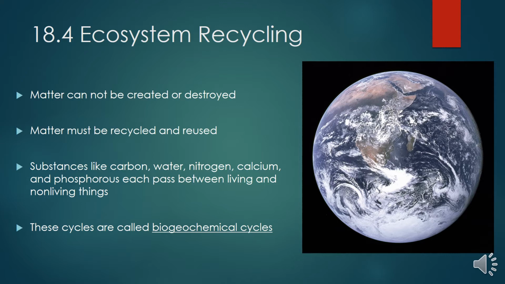Matter, you guys know, cannot be created or destroyed. It can only be reused or recycled. So substances like carbon, water, nitrogen, calcium, and phosphorus each pass from our environment into living organisms and then back to the environment. These cycles of different nutrients being passed through are called biogeochemical cycles. Bio meaning life, geo meaning earth, and chemical meaning chemical, so in between the two.